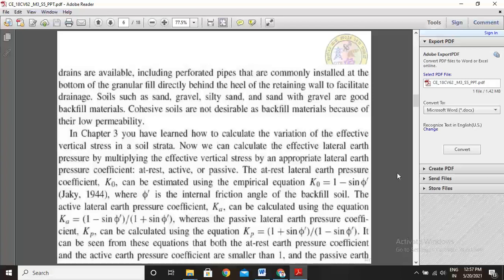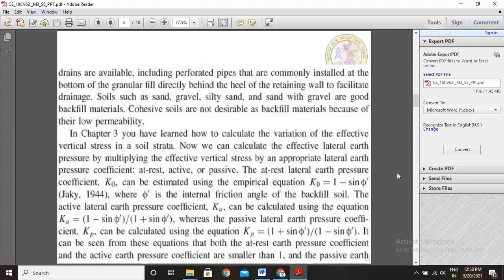The at rest lateral earth pressure coefficient is K0. It can be estimated using the empirical equation K0 = 1 - sin φ', as per Jaky 1944, where φ' is the internal friction angle of the backfill soil.